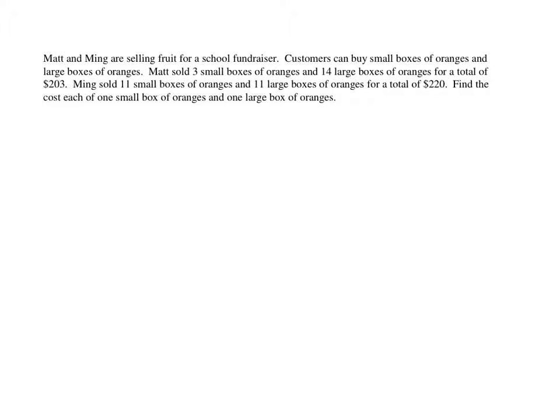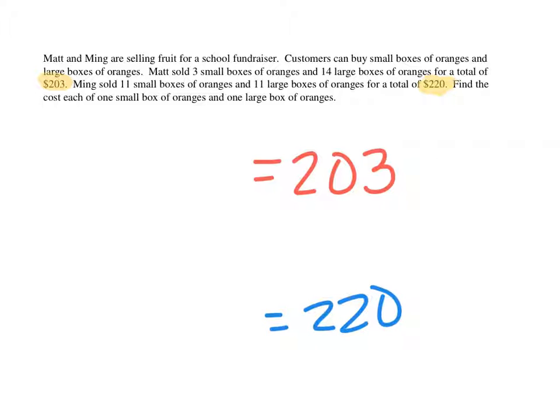So the first thing we're going to look for is totals. So it told me I had a total of 203 and a total of 220. That means something is going to equal 203 and something else is going to equal 220. So we just have to go back and read to figure out what it is that equals those two things.